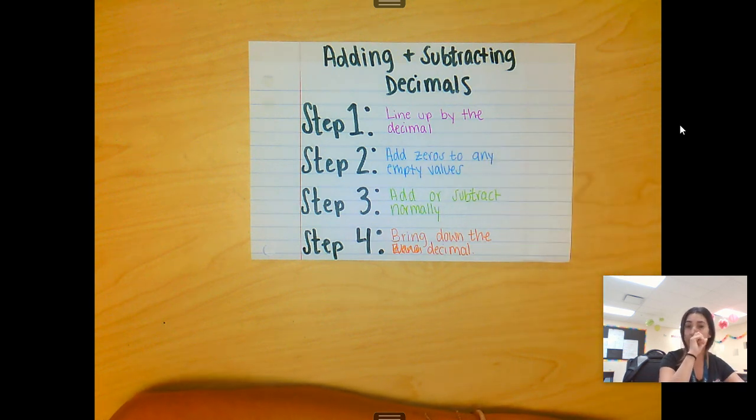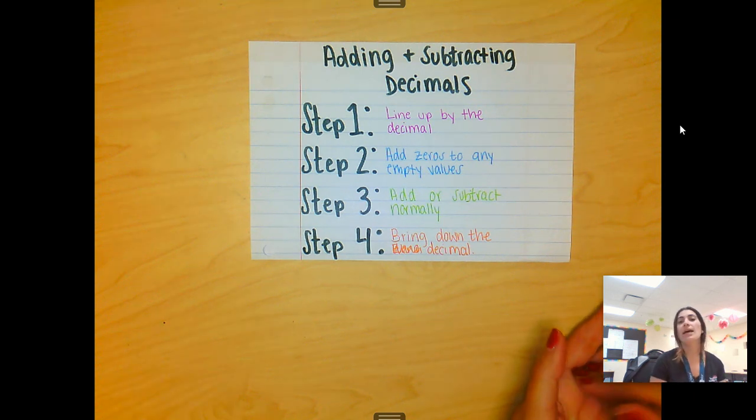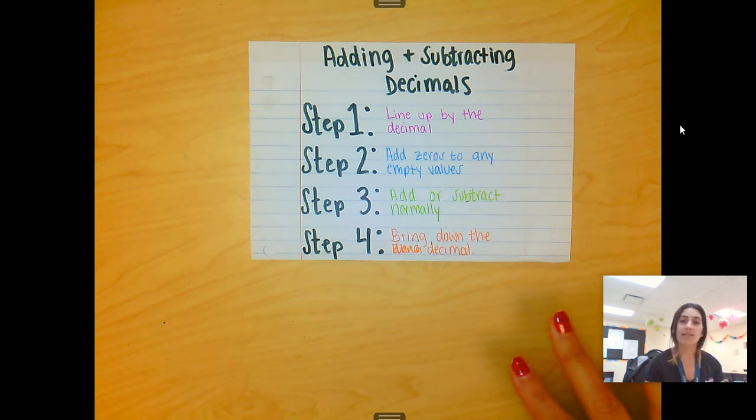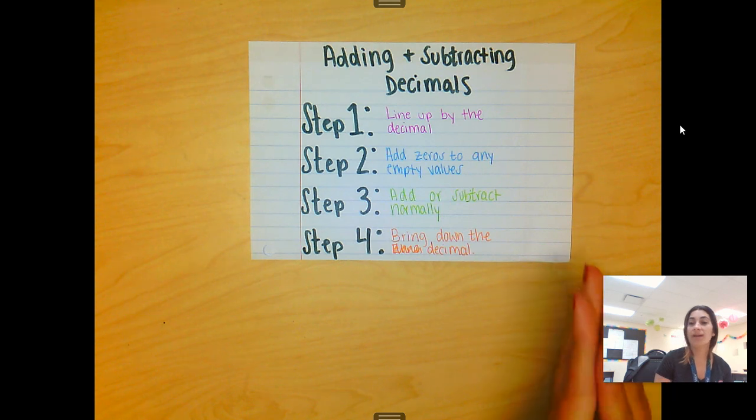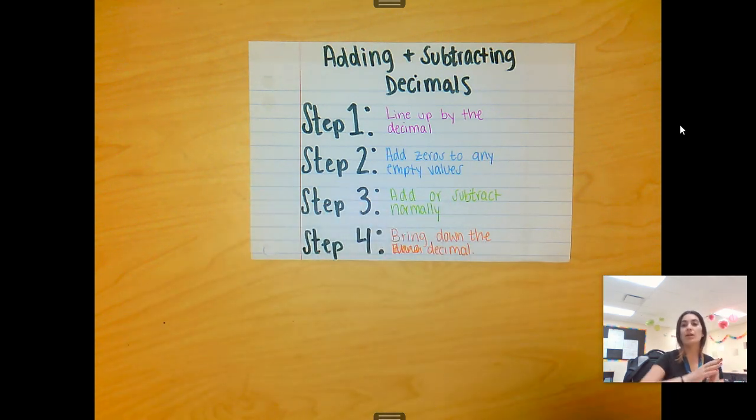So just like when we were comparing decimals, the first 2 steps are the same. We're lining them up by the decimal point, and then we're going to add zeros to any empty place values. Then we're going to add or subtract normally, the same way you would a regular addition or subtraction problem, starting from the right-hand side of the equation, making your way to the left. And our last step is to bring down the decimal.